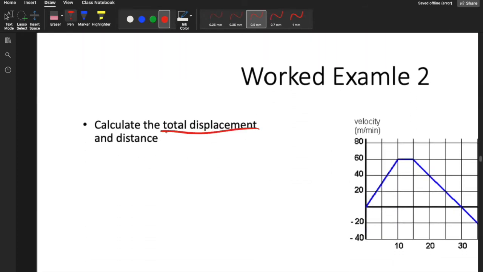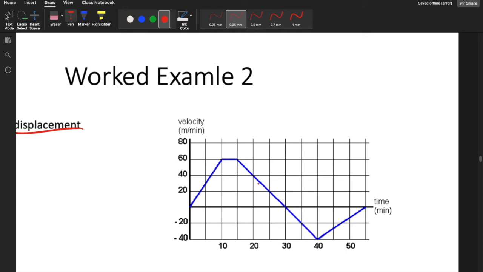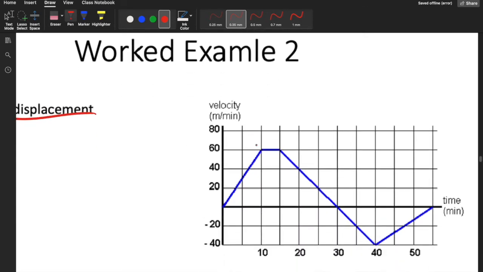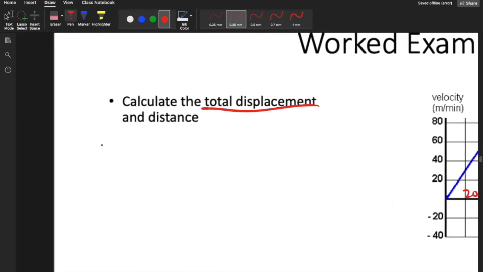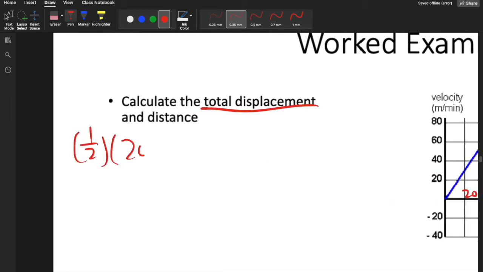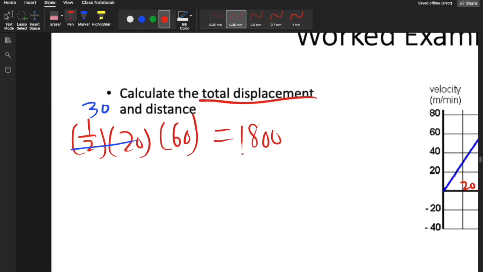Calculate the total displacement and distance. Pause the video and do the problem by yourself first. Alright, now I'm going to do the problem. So I will calculate the triangle first. So here is 20 and here is 16. So the area will be, here it will be 13 and, yeah, 1,800. Is this correct?